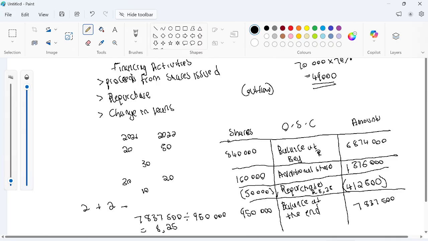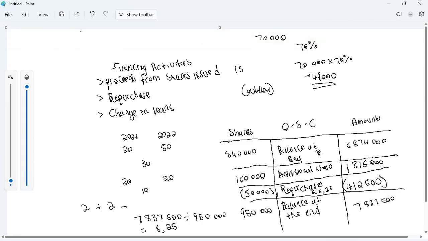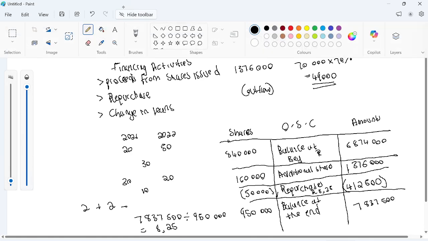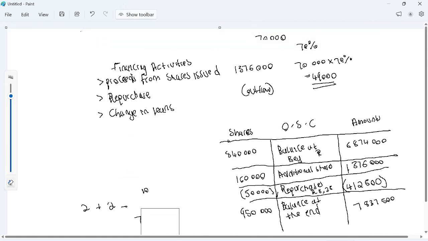So we received this amount after selling these shares. So I'm gonna say 1,376. That's my proceeds from shares issued, right? Now what is my repurchase? Some might say this is my repurchase. No, that's not your repurchase. Your repurchase, remember, they say that shares were issued above the average price, so you have to take this into account, right?